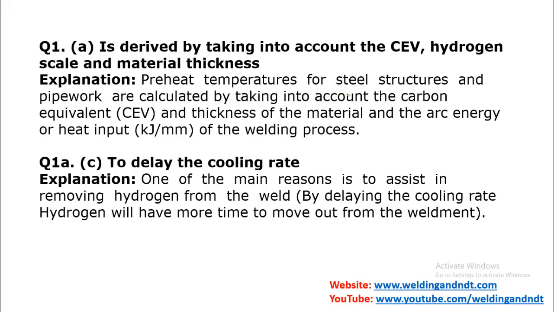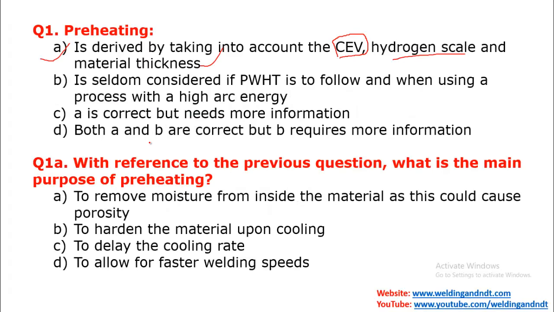Preheat temperature for steel structure or any pipe work is calculated by taking into account the carbon equivalent. So these factors are taken into account while calculating the preheating temperature: the carbon equivalent, the thickness of the material, and the arc energy or heat input of the welding process. So all these things are taken into account while calculating the preheat temperature. So option A is correct.